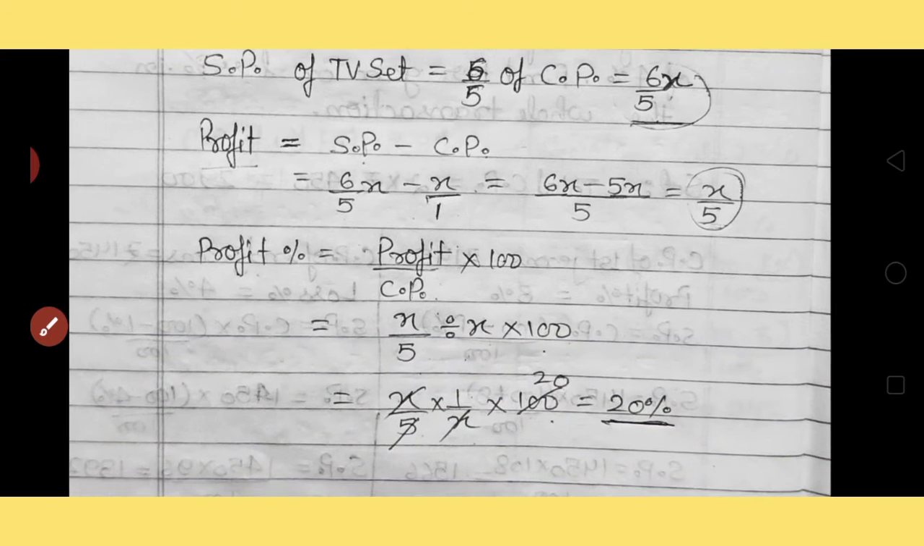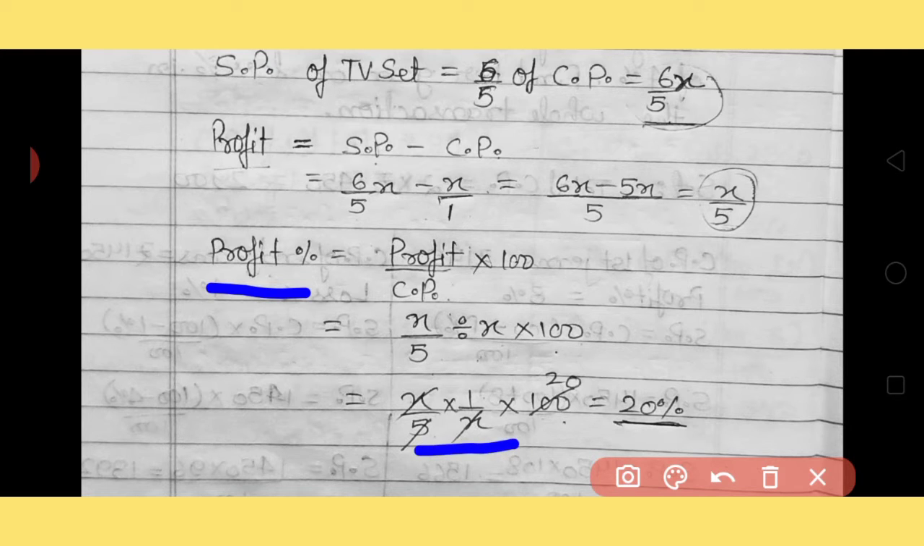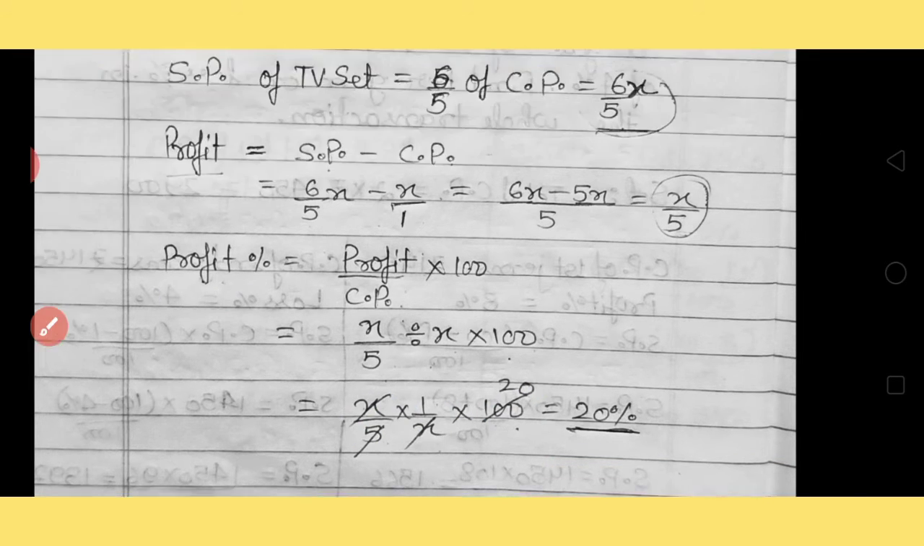Now it is telling us to find the profit percentage. Profit percentage is equal to profit divided by CP, multiplied by 100. So profit is X by 5 divided by X. So X takes the reciprocal, so it becomes 1 by X. X by 5 into 1 by X into 100. X is divided by X, and 5 divides 100, 20 times. So the profit percentage is 20%.